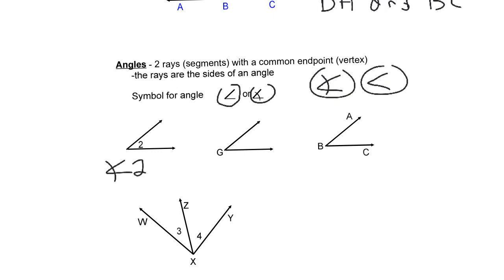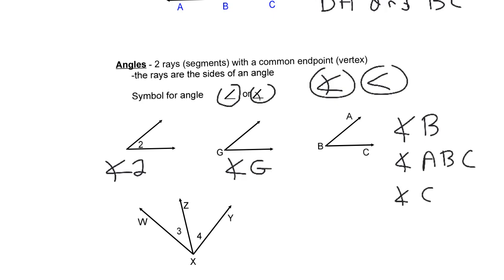So in the first example, I can call this angle 2, okay? The second example, I can call it angle G, okay? But the third example, I can call it angle B, or I can call it angle ABC, or I can call this angle CBA. But what is important, okay? The middle letter is the vertex, okay? The vertex is the middle letter, okay? So we'll talk about this in class more.